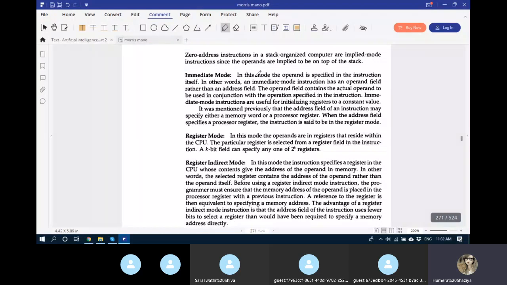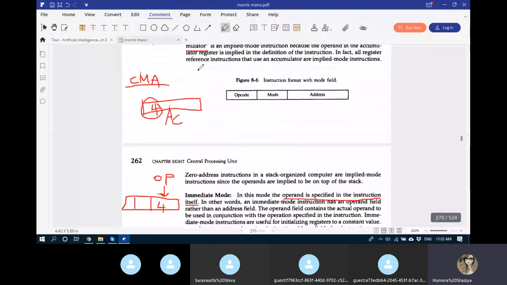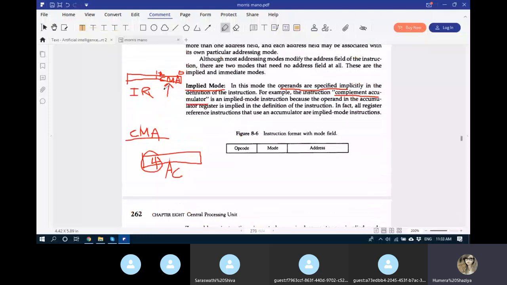Second is immediate mode. In immediate mode, operands are specified in the instruction itself. So you have this instruction. If I say 4 here, then this part is specifying the operand. This is the operand. This is known as immediate mode. In the previous example, we are not specifying any operand. Rather, we are specifying where the operand is. So it is in accumulator and you are telling complement accumulator.